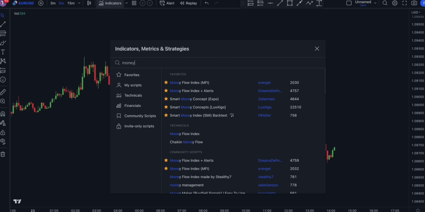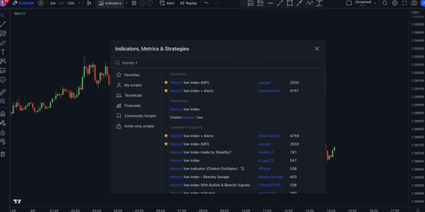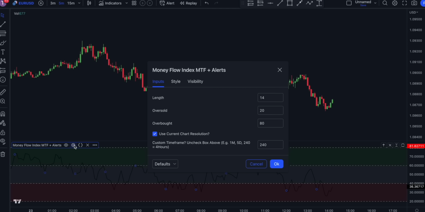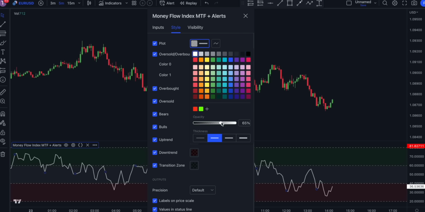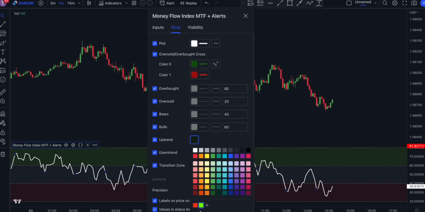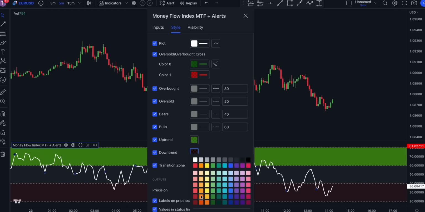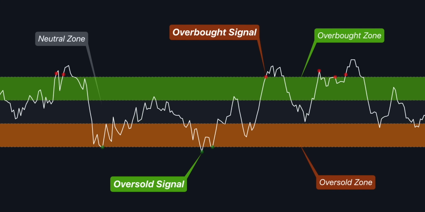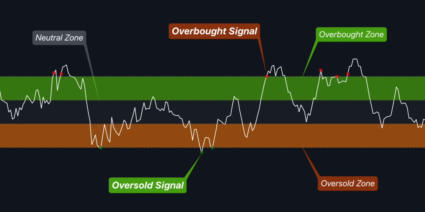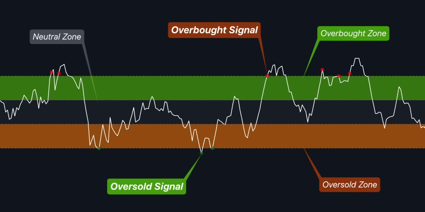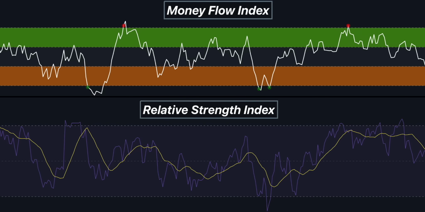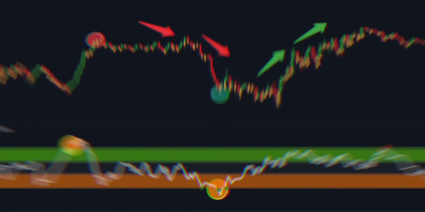So open the Indicators menu and search for the first indicator, which is the Money Flow Index created by Dreams. Defined. The Money Flow Index, MFI, is a technical analysis indicator that measures the flow of money into and out of a financial instrument, such as stocks, Forex, or commodities, over a specified period. It is an oscillator that ranges between 0 and 100, providing insights into the strength of buying and selling pressure in the market. MFI is considered a momentum indicator and is often compared to the Relative Strength Index, RSI.